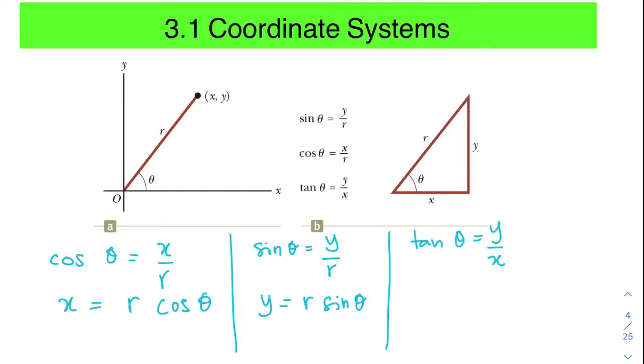And how do you get r if it is not given to you, and instead you are given y and x? Since this is a triangle, to get the magnitude of r you may use Pythagoras. So you will get the information of r itself.